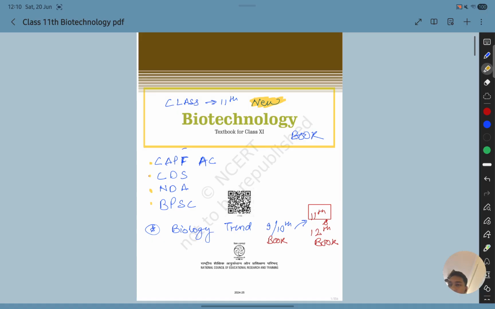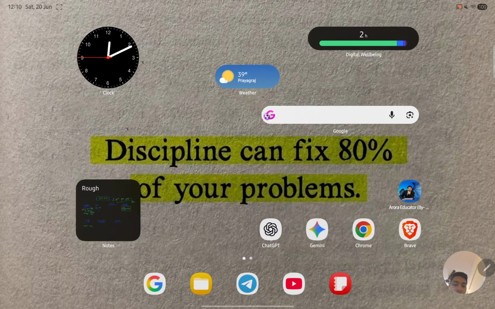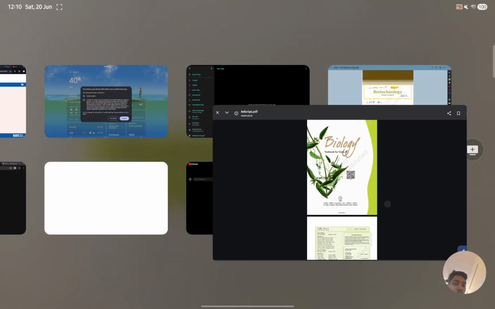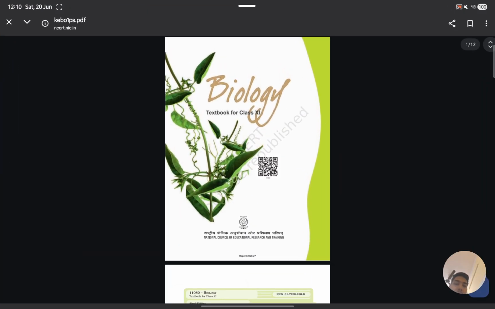So today we are going to talk about the new biotechnology book that has been recently launched from the NCERT, and UPSC and other exams are constantly asking from this syllabus. Okay, so this is a different book from our class 11 normal textbook.